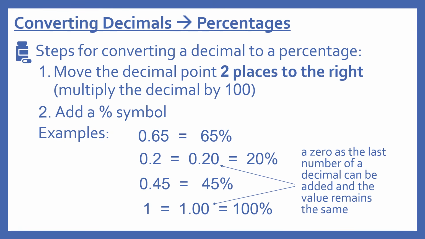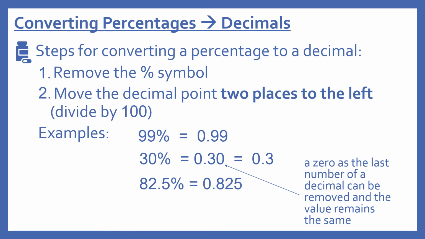0.2 would be 0.20. Remember, I've mentioned before that a 0 at the end of a decimal can be added and the value remains the same, which in this case we need to do to make it a percentage. Then we add our percent sign, so that would be 20%. 0.45, move our decimal 2 places to the right, and then add the percent sign, it's 45%. And the number 1, if we move our decimal 2 places, we can put our zeros on there. 1.00, that's the same as 1. So 1 equals 100%.